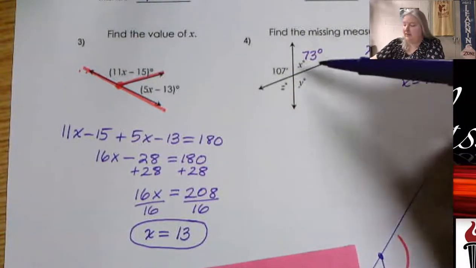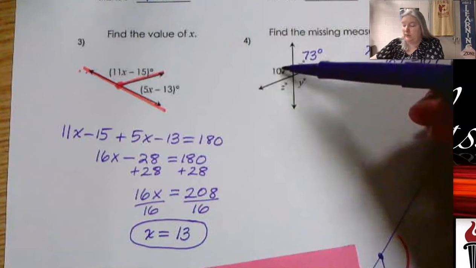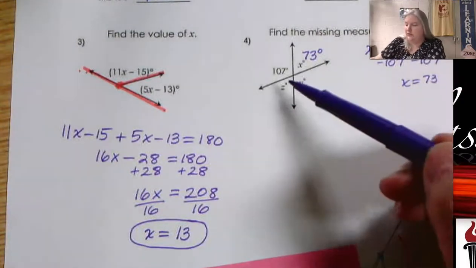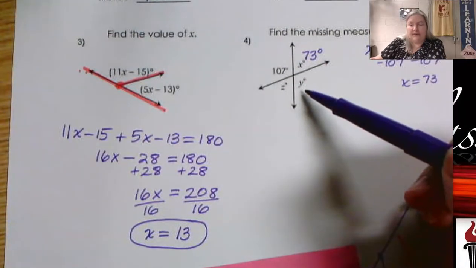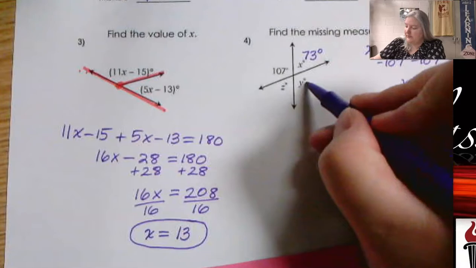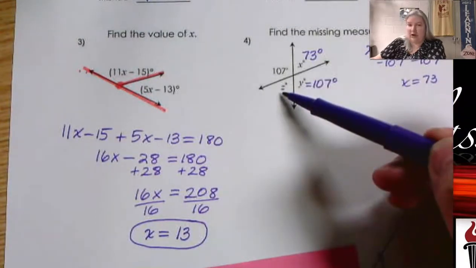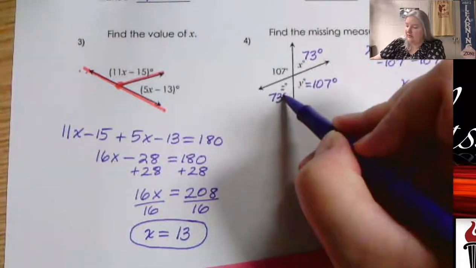And I can keep going around my figure like that. I could say 73 plus y equals 180. I could say 107 plus z equals 180. But another thing I could do here is use vertical angles. At this point, I have vertical angles that are congruent to every angle that I already know. In other words, the 107 here is a vertical angle with the y, so if it's 107, then y has to be 107. And x and z are vertical angles as well, so if x is 73, then z is 73. And I'm done.